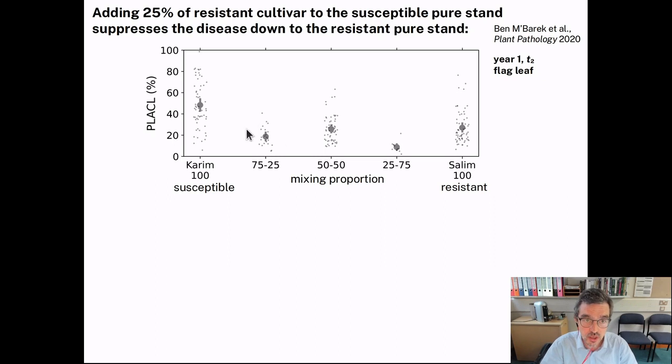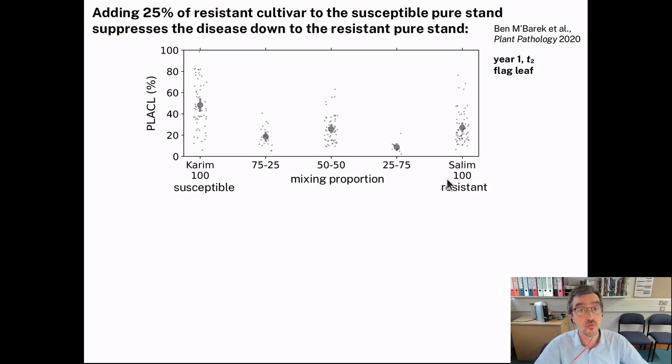But what is quite interesting is what happens in between, when we have intermediate mixing proportions. So it turns out that adding just 25% of the resistant cultivar to the susceptible pure stand suppresses the disease down to the level of the resistant pure stand, and even a bit lower, as you can see here.